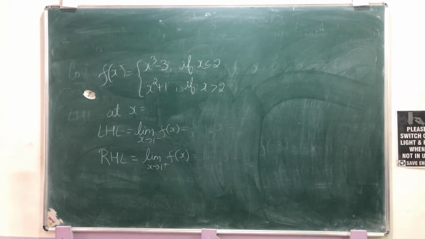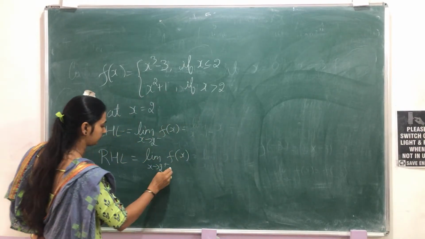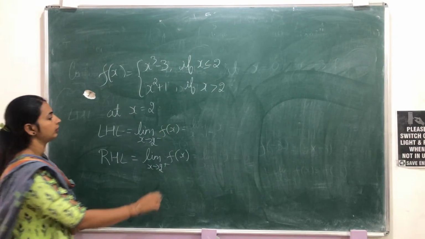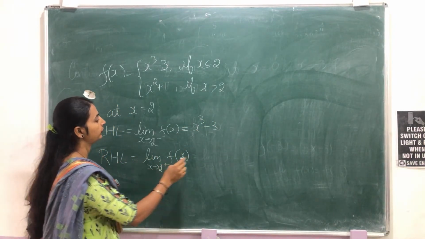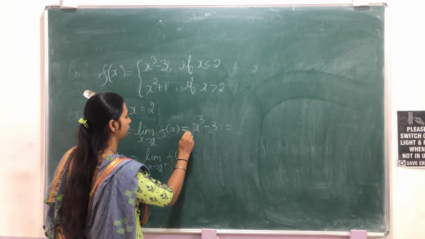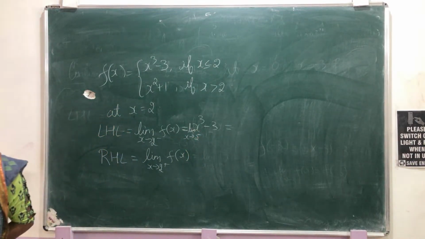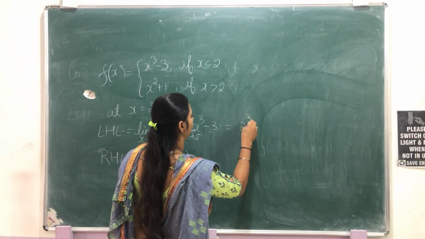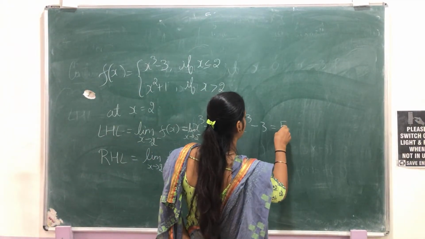Now, what is the point x equal to 2? So, at x equal to 2, limit x tends to 2 minus and 2 plus f of x. What is f of x for x less than 2? X cube minus 3, right? What is x cube minus 3? What is x now? What is x? 2. So, it is 2 cube minus 3. What is 2 cube? 8 minus 3. 5. Very good. Now, next.